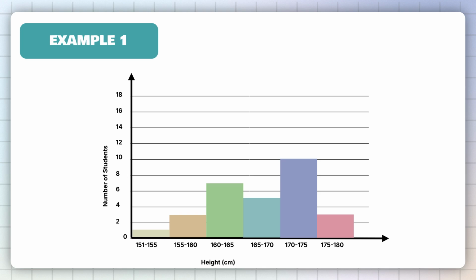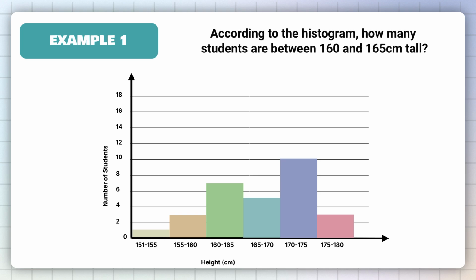Notice how each bar represents a height interval, such as 150 to 155 centimeters, 155 to 160 centimeters, and so on. For example 1, we will interpret a histogram. According to the histogram, how many students are between 160 and 165 centimeters tall? To answer this, we simply look at the bar corresponding to the 160 to 165 centimeters interval. If the height of this bar reaches up to, say, 7 on the vertical axis, then there are 7 students in this height range.